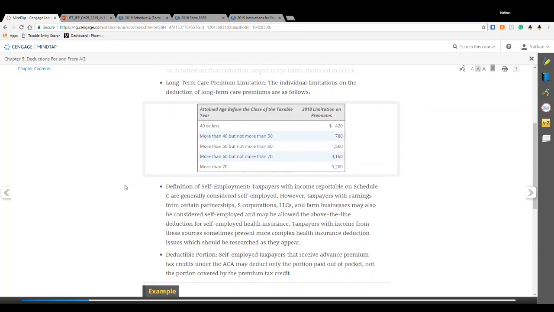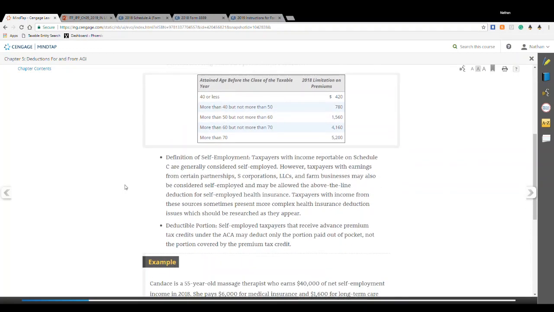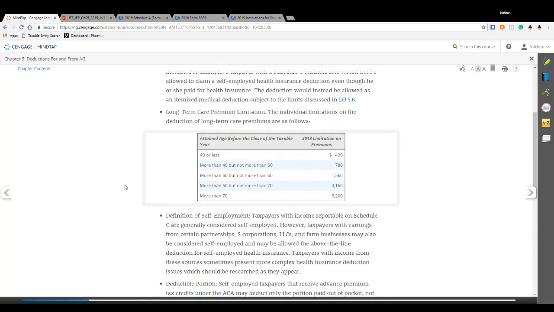Here's the long-term care premium for an individual. Here are your limits right here. If you're 40 and under, you're stuck at 420. That's your limit on premiums. Up to 50, 780. 50 to 60, 1,560. 60 to 70, 4,160. And then more than 70 years of age, you get 5,200 as your limit. So as you can see, the older you get, the better your limit is. Alright, took me forever to find that chart, but there it is.